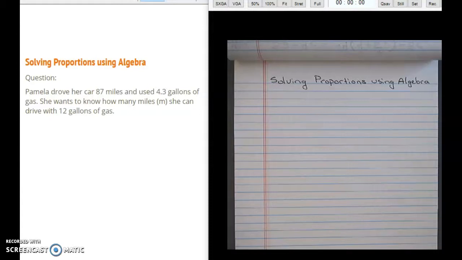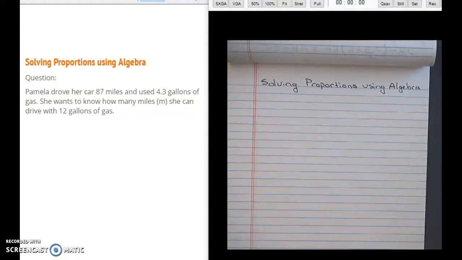All right, so let's take a look at solving proportions using algebra. We have the question on the left that says Pamela drove her car 87 miles. Her car told her that she used 4.3 gallons of gas. She wants to know how many miles she can drive with 12 gallons of gas. She wants to know how far she can get on her full tank. She's got a little bit small car. It only holds 12 gallons of gas.